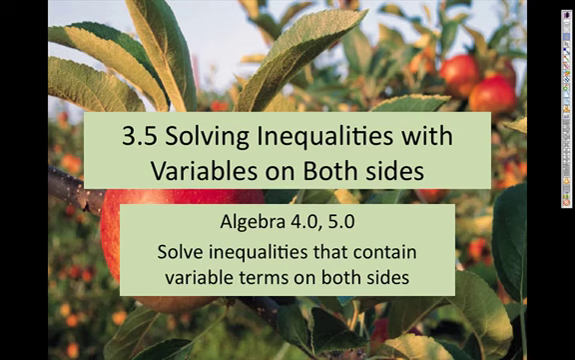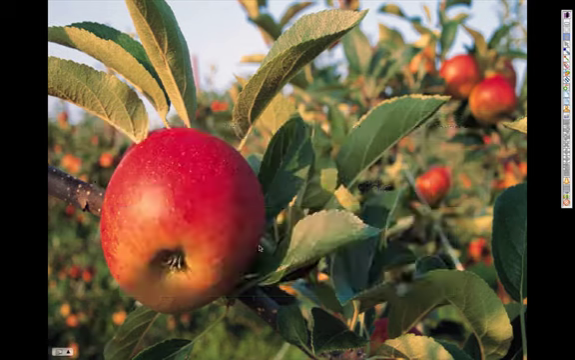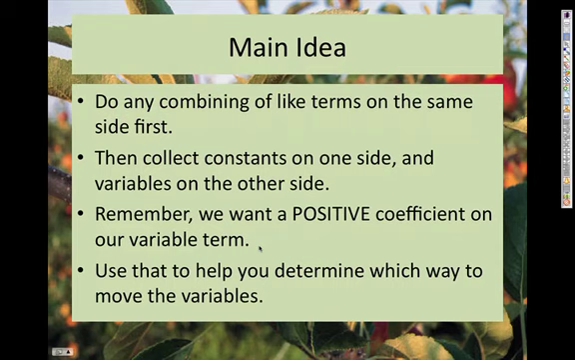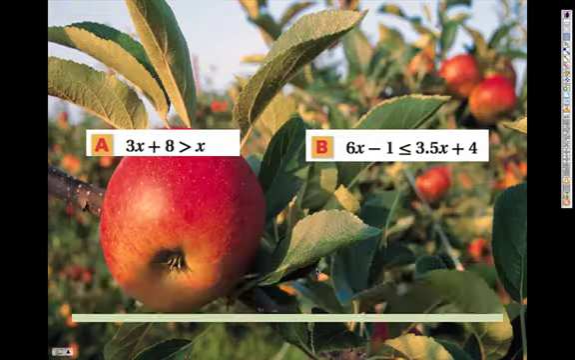Okay, so we have to remember how to use our inverse operations correctly. So basically, the main idea today is you want to combine any like terms that are on the same side first. Move all your constants and variables on opposite sides. Remember, we want the positive coefficient when we do that, so that's when we generally want to move the smaller coefficient. And then basically determining which one's the positive, or the way to get the positive result determines which way to move the variables. Okay?